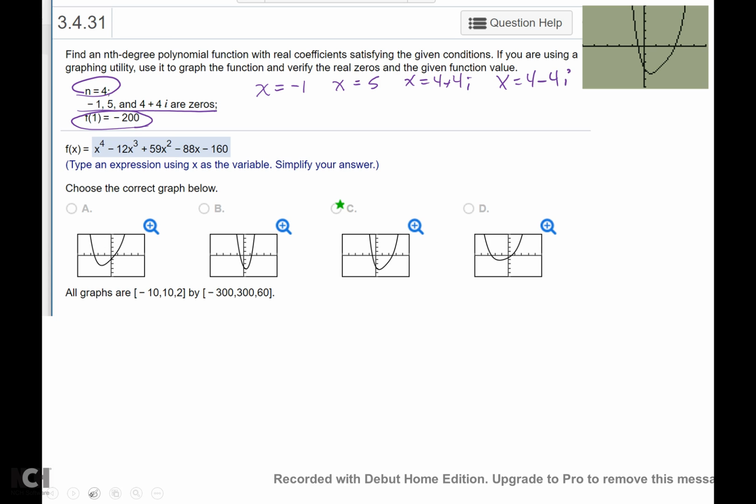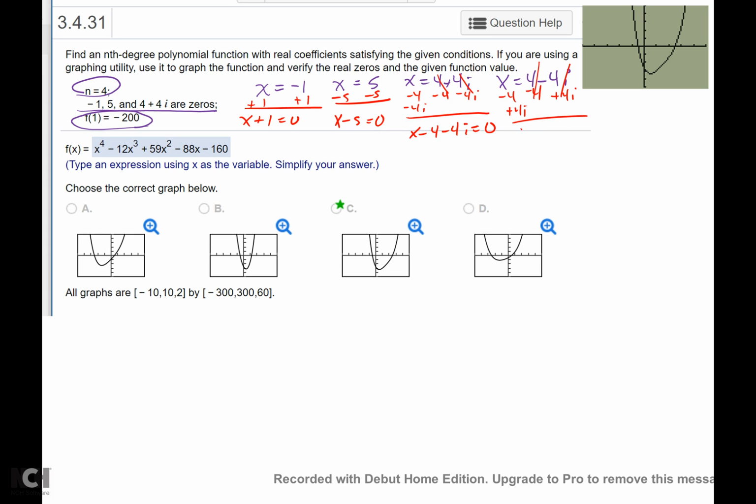My function is going to be not those zeros multiplied together, but those factors, which means I got to get everything on the same side. So add 1, that gives me x plus 1, minus 5, x minus 5, minus 4 gets rid of that, minus 4i gets rid of that, which gives me x minus 4 minus 4i equals 0. Minus 4 gets rid of that, add 4i gets rid of that, and that's x minus 4 plus 4i equals 0.